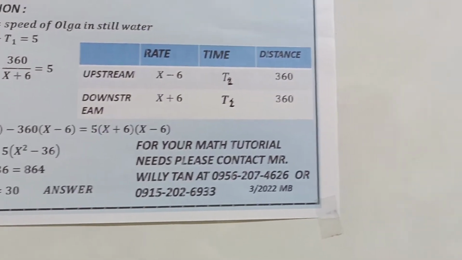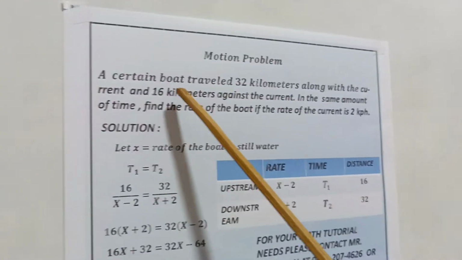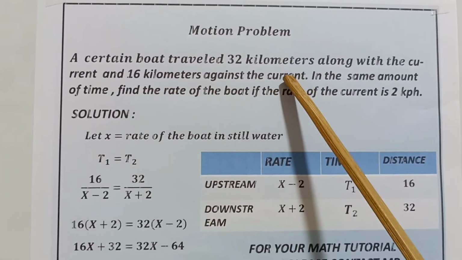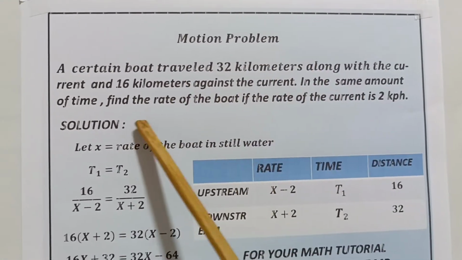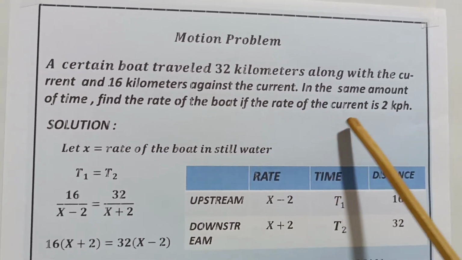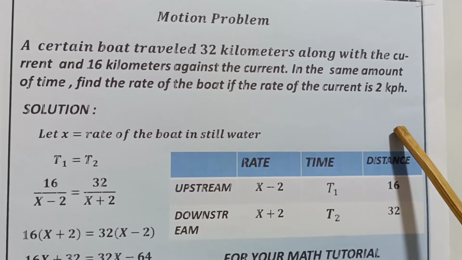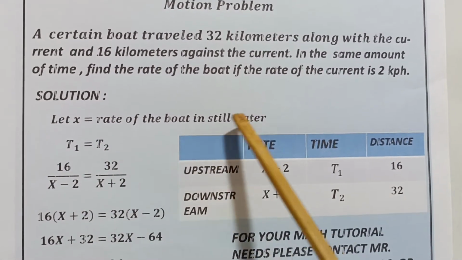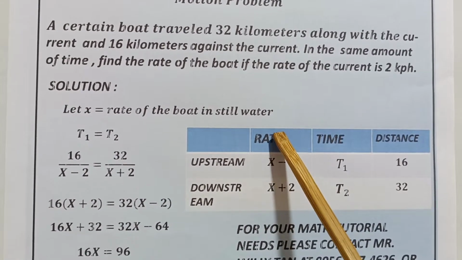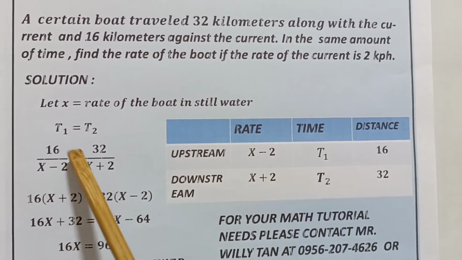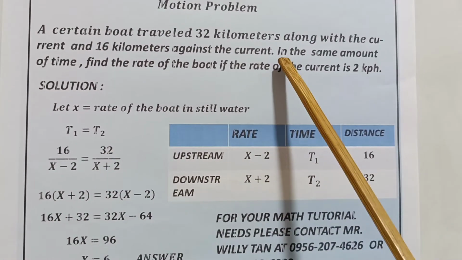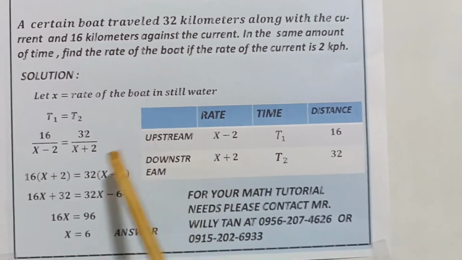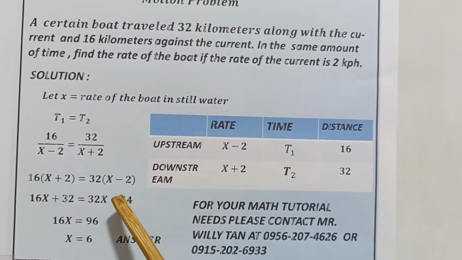For our problem number 2, we have here, a certain boat traveled 32 kilometers along with the current and 60 kilometers against the current in the same amount of time. Find the rate of the boat if the rate of the current is 2 kilometers per hour. Similarly, we represent x to be the rate of the boat in still water. And in this case, our time is constant. The problem says at the same time, so our time is constant.